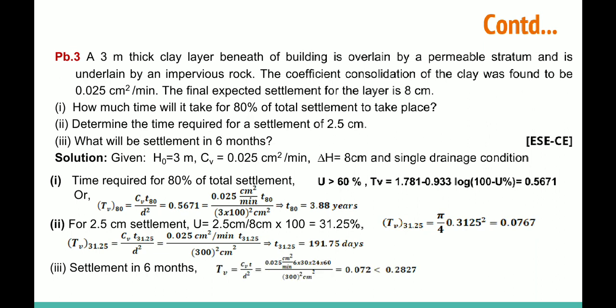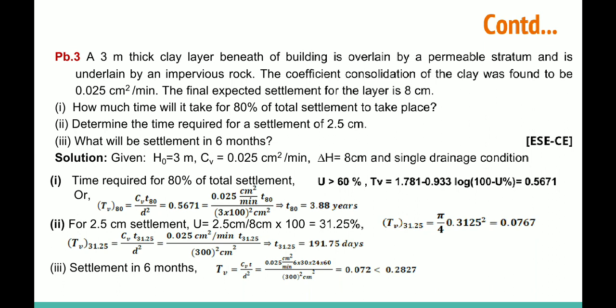So we can apply this formula, Tv is equal to Cv into t divided by d square. We have all these values. t we can take as 6 months. So we get the Tv value, that is 0.072, and that is less than 0.2827. What is the meaning of this? See, the time factor value for 60% degree of consolidation is 0.2827. It means the degree of consolidation is less than 60%.